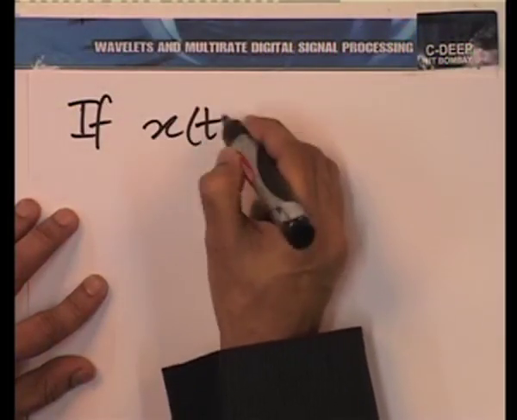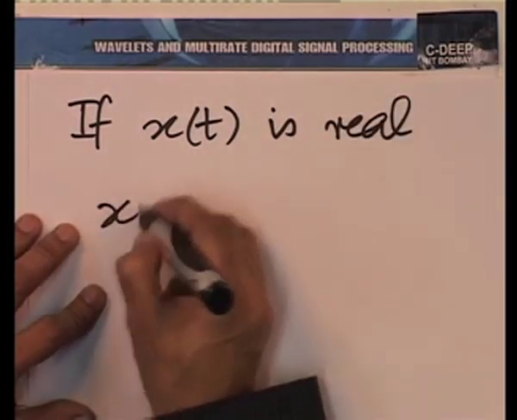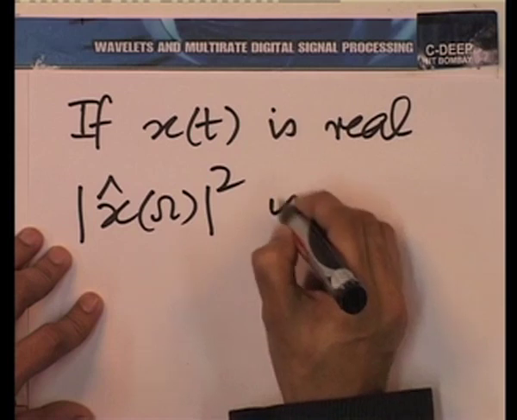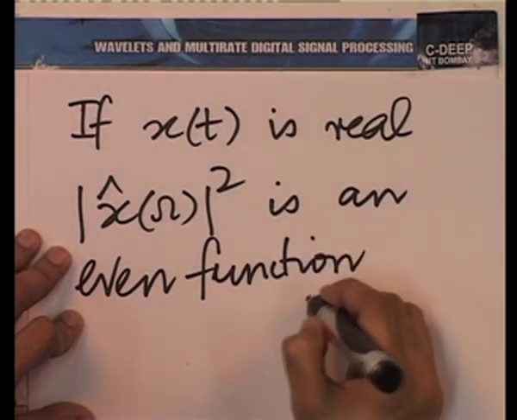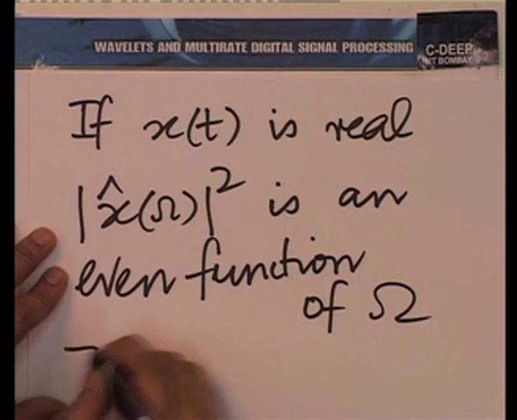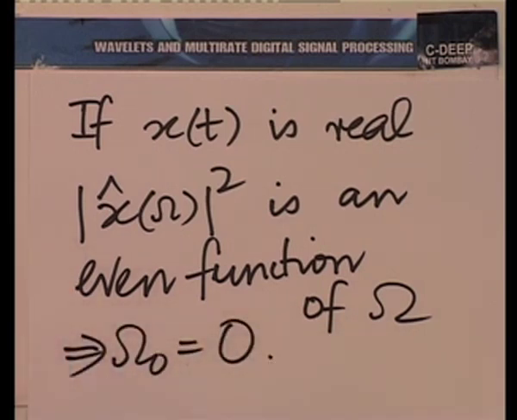Again, we assume the frequency center is finite, which is of course almost always the case. There is no problem. And we also noted that for a real x t, this frequency center is 0. So, we said if x t is real, then mod x cap omega squared is an even function of omega. And that implies that omega naught is 0 because of symmetry.